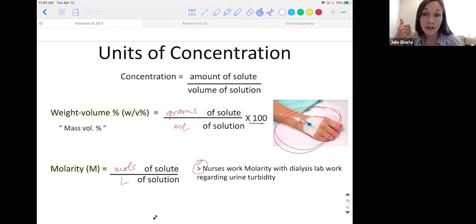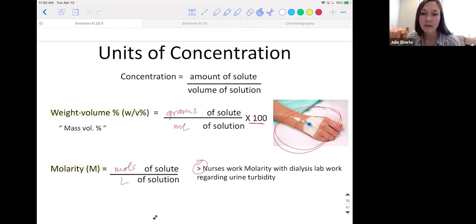We talked about guidelines for solubility. You guys remember the principle like dissolves like. Polar solutes dissolve in polar solvents. Same for nonpolar, but things that are polar and nonpolar, they don't mix. We talked about how you can manipulate solubility with temperature.